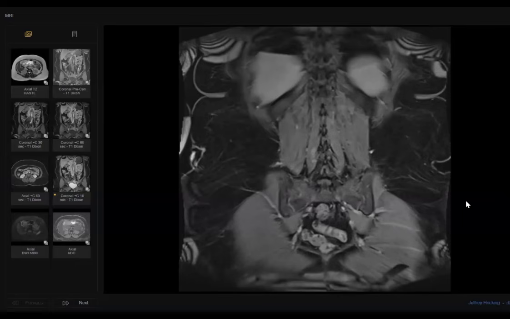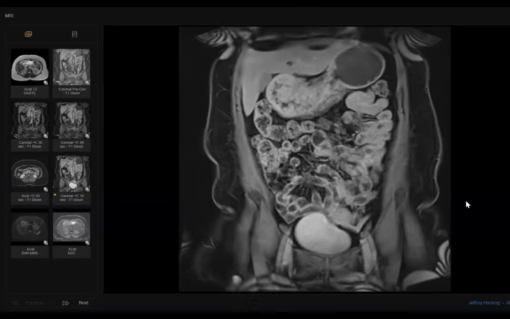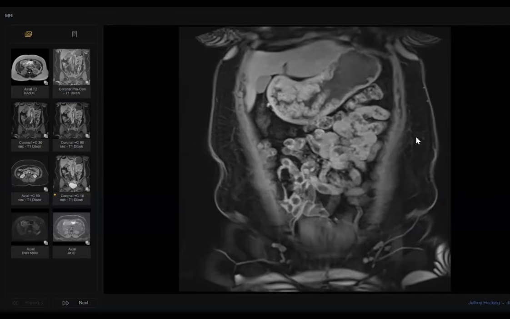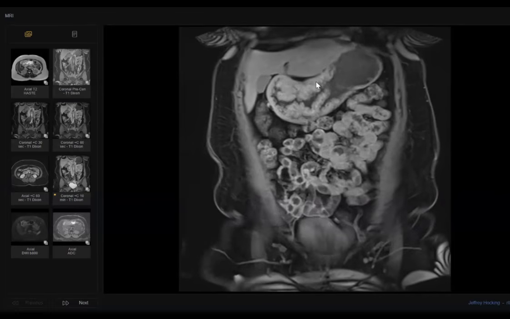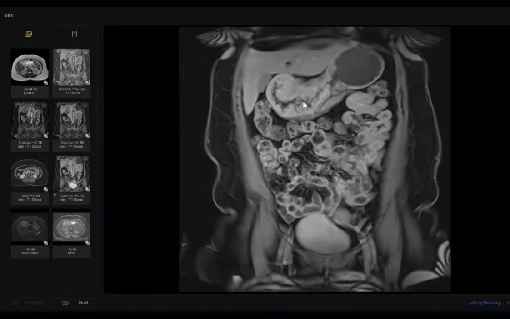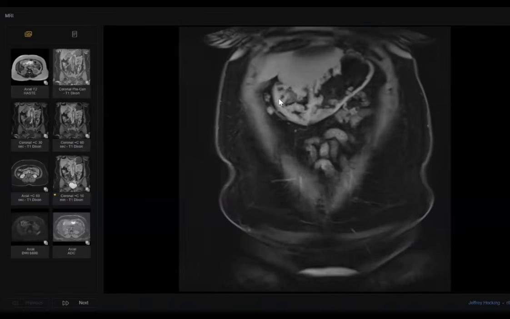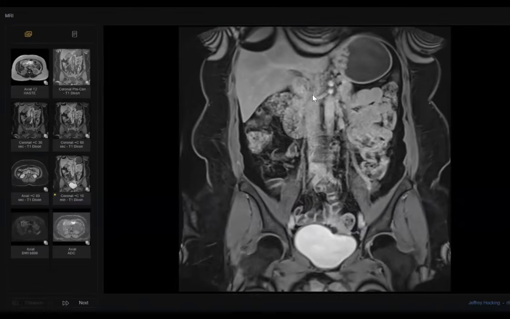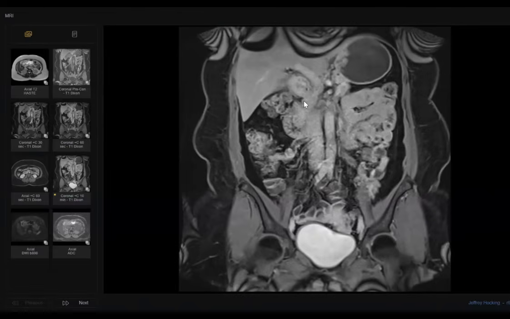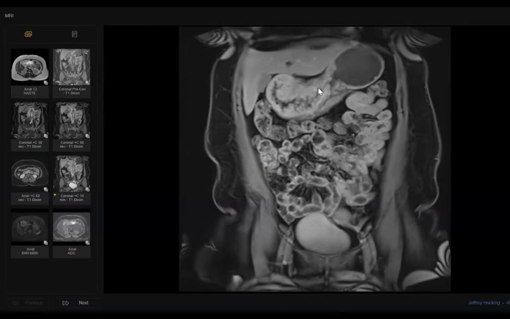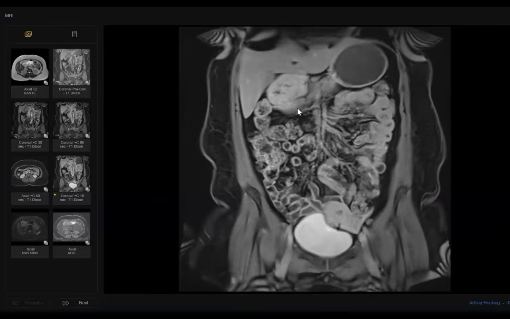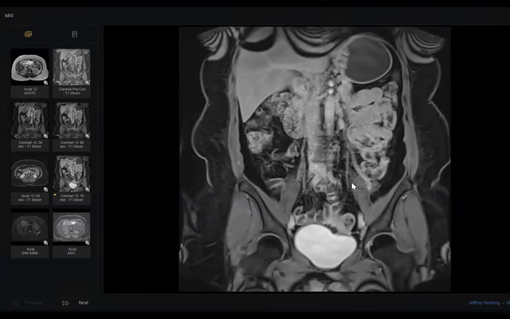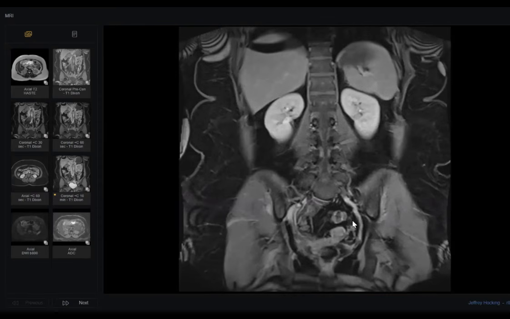I can't scroll anymore. Give me scrolling. Look here. Okay, there is a mass attached to the lesser curvature of the stomach. And what else? The pylorus, and the first part of the duodenum. Yes, excellent. My primary diagnosis will be linitis plastica.